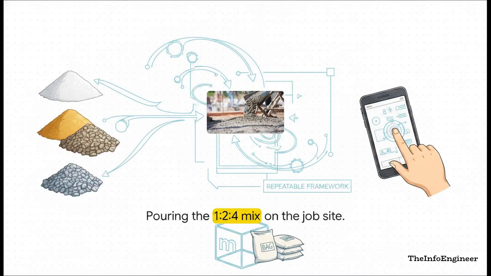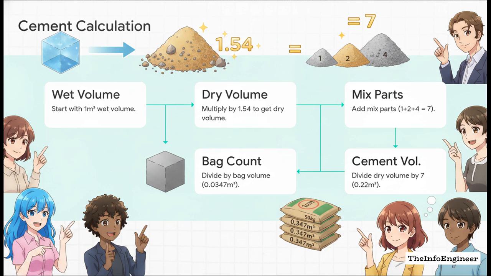For this 1 part cement, 2 parts sand, and 4 parts aggregate mix, you need a repeatable framework to calculate your required materials on the fly. Picture this scenario. You're out on site, the forms are perfectly set, the subgrade is prepped, the mixer is literally idling right there, and you need to tell the crew exactly how many bags of cement to pull from storage for a 1 cubic meter batch. You do not have time to go pull out a textbook. You need a fast, bulletproof calculation sequence that you can punch into your phone's calculator in under 30 seconds.